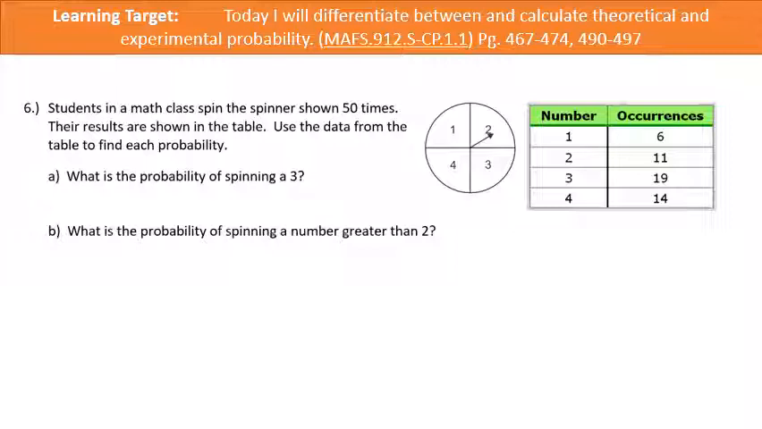All right, A, what's the probability of spinning a 3? So I want the probability that I spin a 3. I need to know how many times I spun the spinner. 50 times.